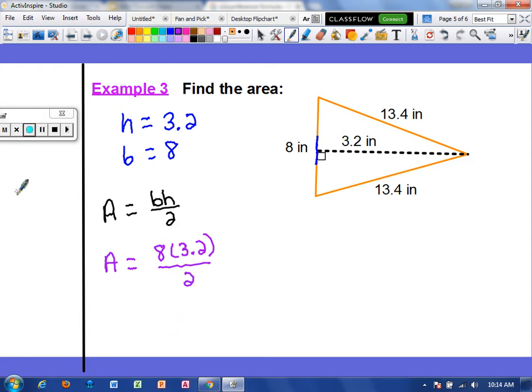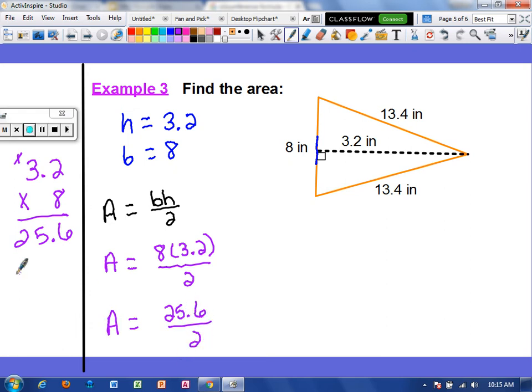So again, I am going to come over here off to the side to work out the multiplication. 3.2 times 8. 2 times 8 is 16. Carry the 1. 3 times 8 is 24, plus 1 is 25, and we have 1 decimal place. So the area equals 25.6 divided by 2. Alright, so again, I'm going to come over here to the side to work that out.